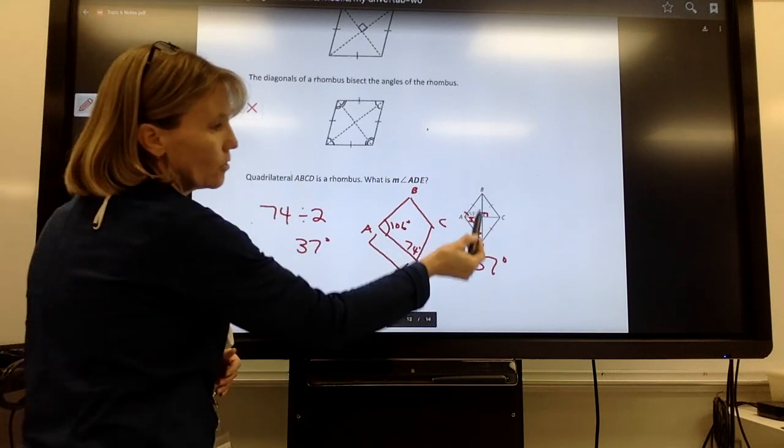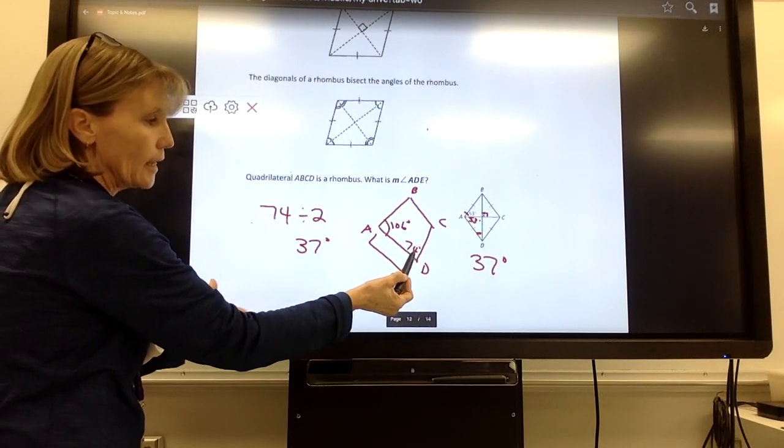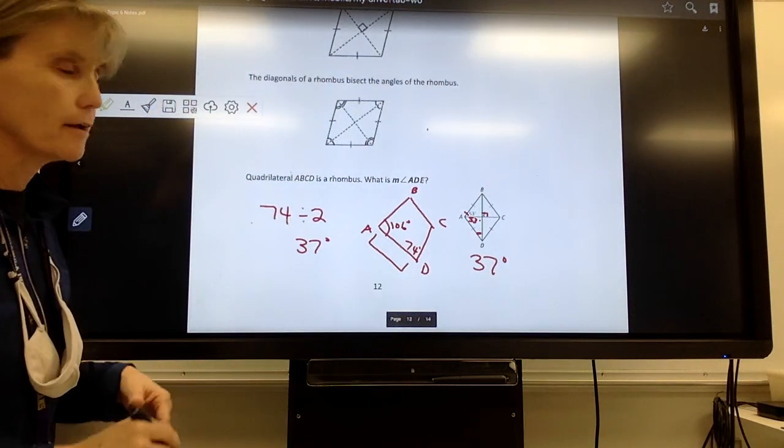Remember that the diagonal bisects the angle. So if the whole angle is 74, bisect means to cut it in half. I get 37 degrees out of that.